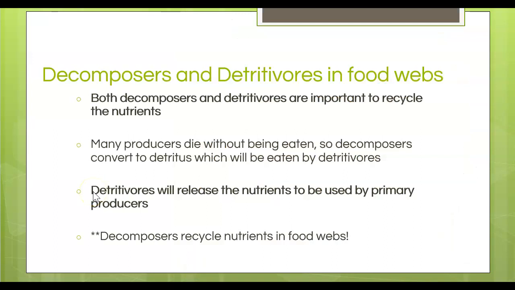Food webs also show us decomposers and detritivores and shows us how they're important for recycling nutrients. This is because a ton of producers are going to die without being eaten, and so decomposers have to convert that to detritus so that then the nutrients can be released back and then used by the primary producers again.